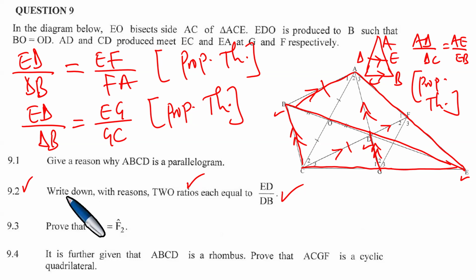Right. So once again, this is the proportionality theorem. For this 9.2 question, we have to write down the reasons, two ratios, each equal to ED over DB. So ED over DB is equal to EF over FA. ED over DB is EG over GC. Proportionality theorem.